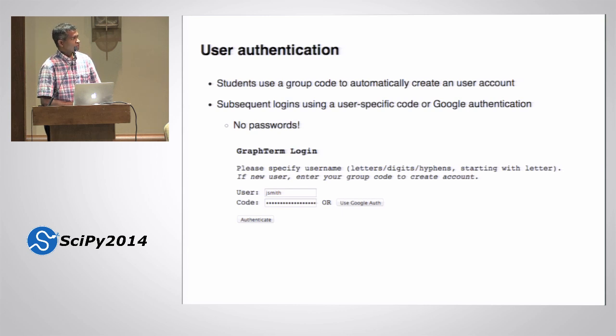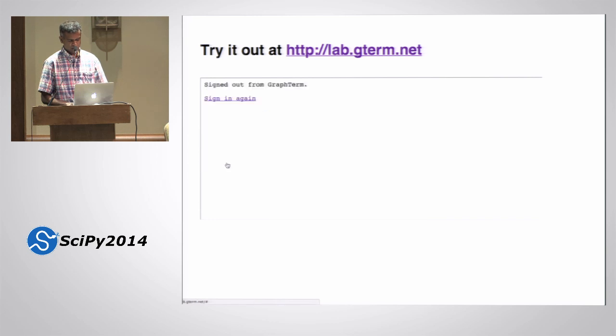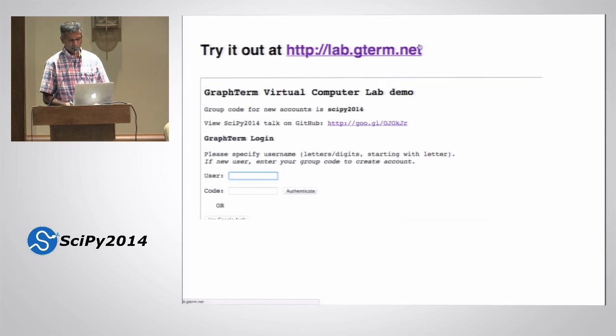So this is what the login screen looks like. There's a username and a code or Google authentication, and there are no passwords. So this actually is an embedded terminal. I've embedded a terminal in the talk itself. And if you type the URL that you see on top here, lab.gterm.net right now, this is what you'll see. This is basically an iframe. That's where you can see the web page.